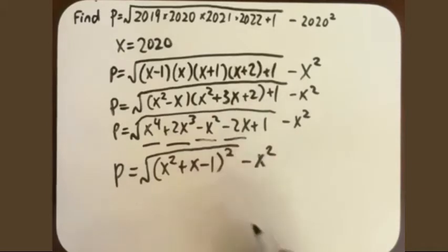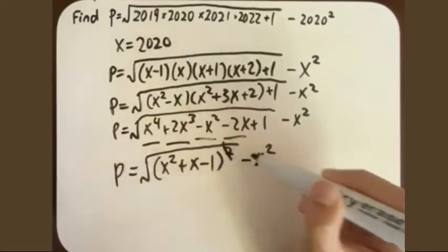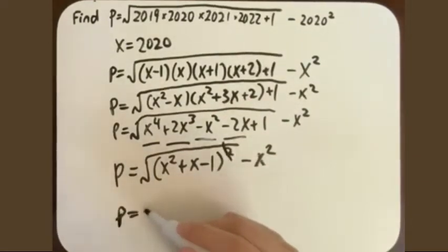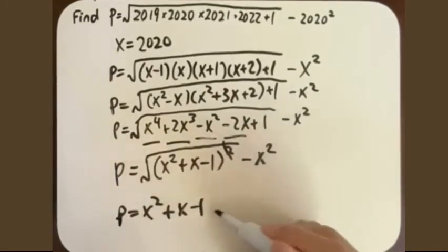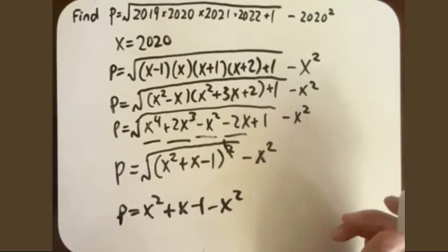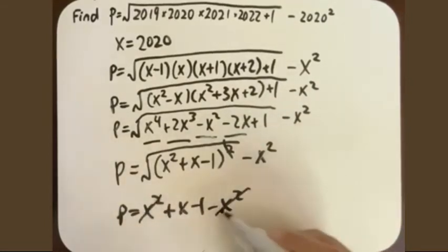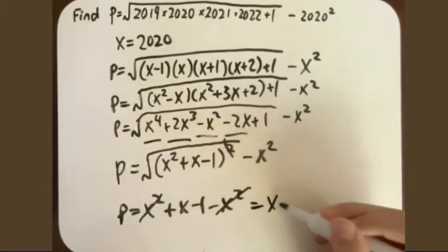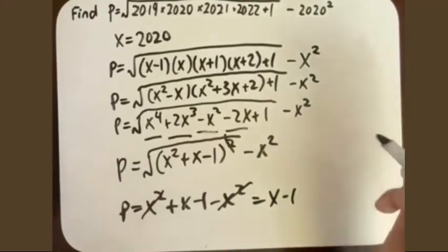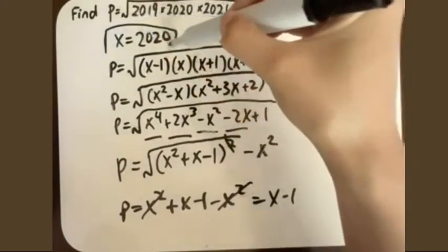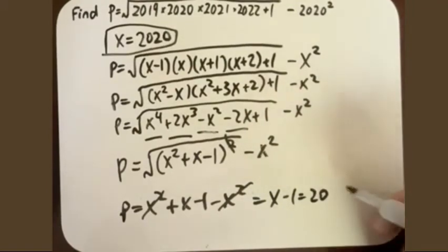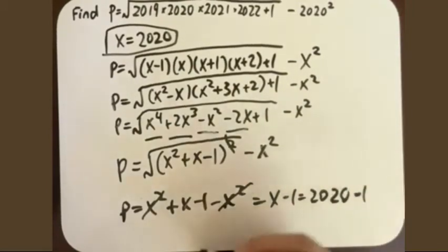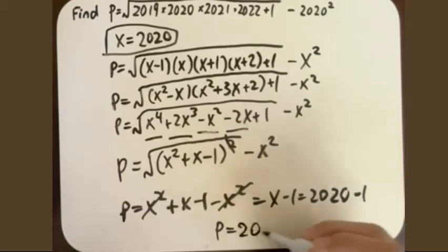Now we are almost done. This square root and this square root can cancel out, and then leaves us with positive x squared plus x minus 1, and then minus x squared at the end. X squared minus x squared is 0, so p equals x minus 1, and x from the beginning we defined as 2020, so that's 2020 minus 1, p equals 2019.